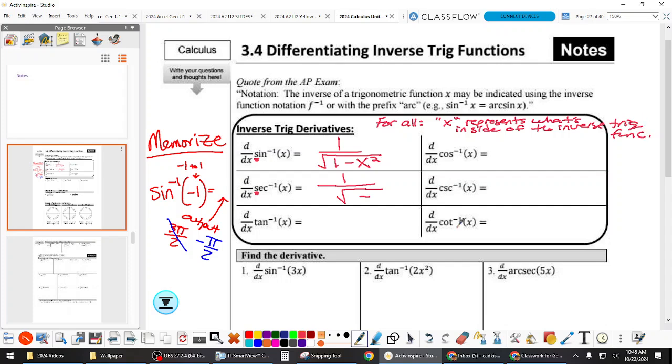Next one, inside the square root, we just reverse those. So x squared minus 1. We'll come back and add that in a second. Actually, let's just do it now. This one, we have to add kind of a wonky thing. We're going to add the absolute value of x out front.